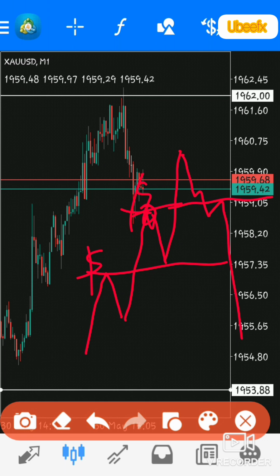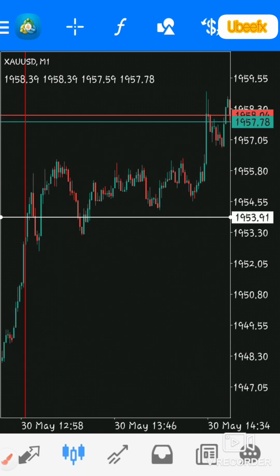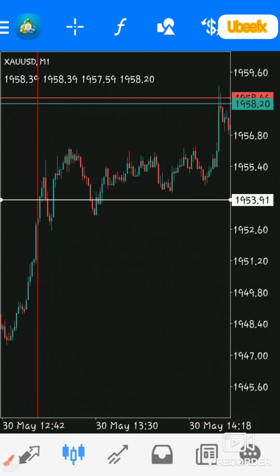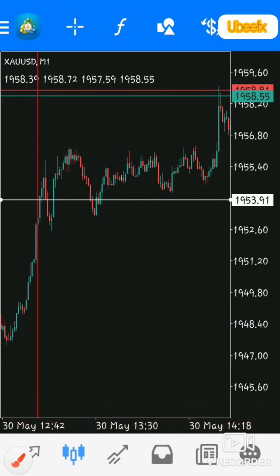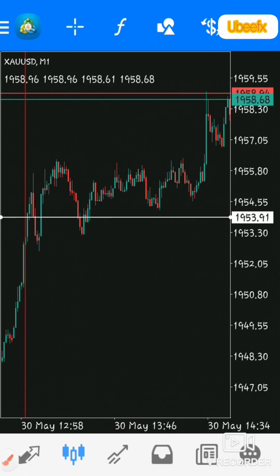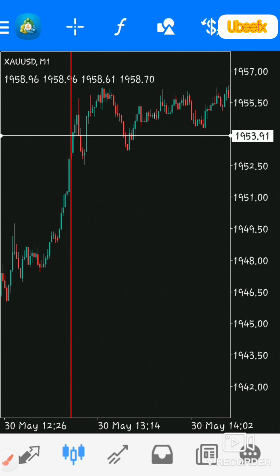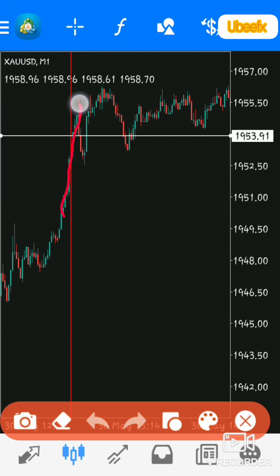So at this level, you see what gold did. When gold came to the resistance level, it created a series of liquidity, guys. Gold came up, created liquidity here, then moved back up and cleared this liquidity here. Coming down, it didn't give us that straight liquidity wipe.